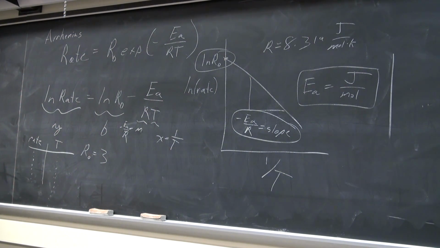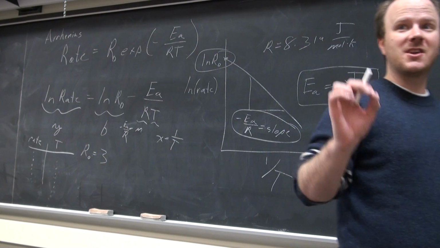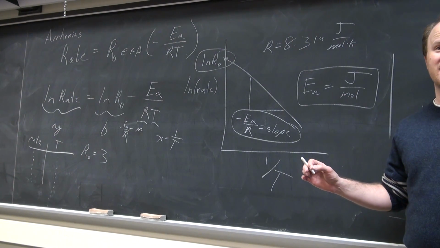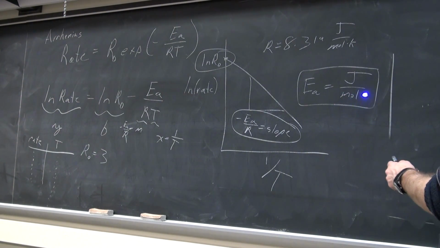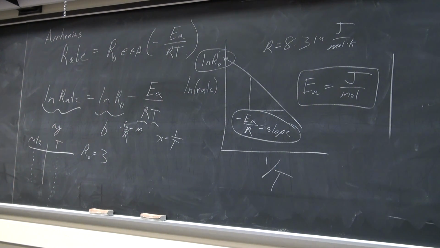So you can use Boltzmann's constant if you want for this, but then you need the rate in something per particle, right? Then you have to figure out some funky activation energy per particle. So make sure that your units check out. Usually, oh, let's not go there.